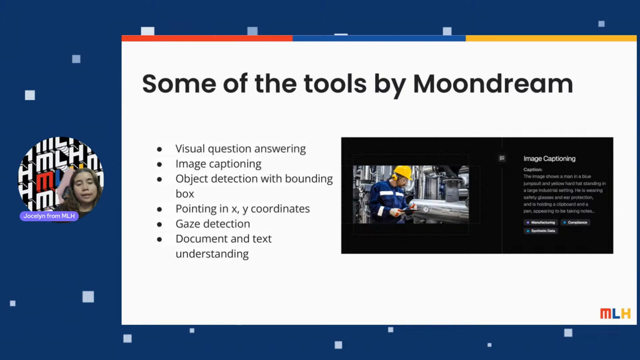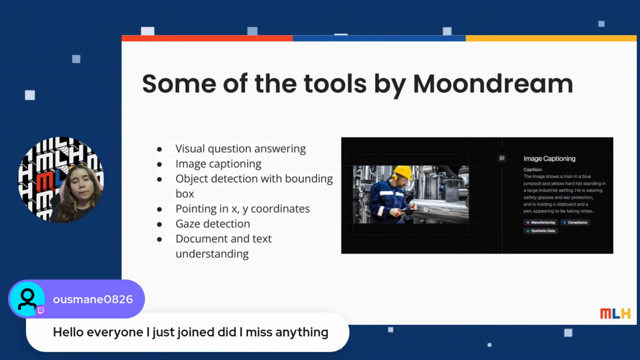Finally, there's document and text understanding. You can upload an image of a textbook or a newspaper or something, and it will translate that text into actual computer text. It is very easy, specifically if you are a fan of handwritten notes and you want to pass those notes into Google Docs or something, then Moondream can help you with that as well.